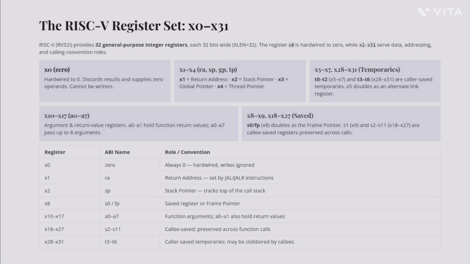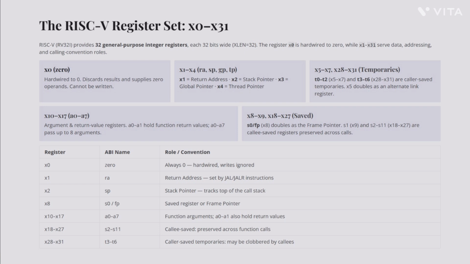Coming to X8, X9, and X18 to X27, these are known as saved registers, which are called callee saved registers, preserved across calls. And we have S0, which is actually X8, which also acts as a frame pointer in this register set. Frame pointer, in the sense, points to the current frame in the stack, which we are dealing with.